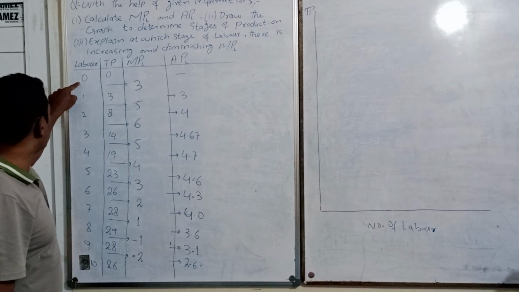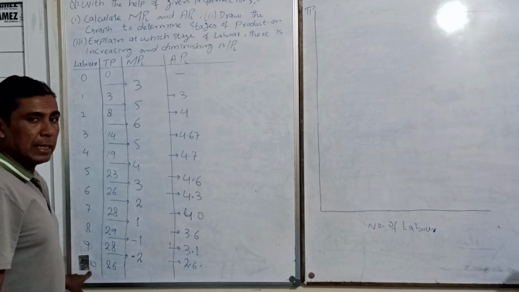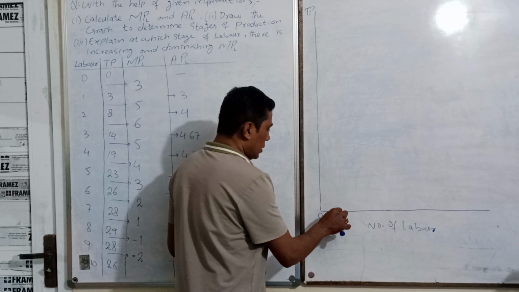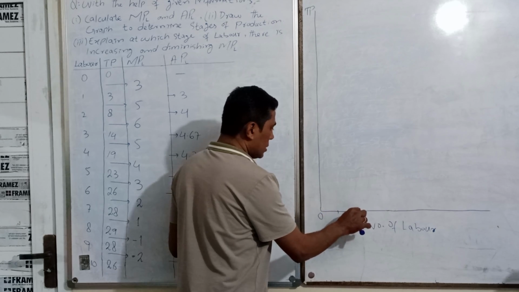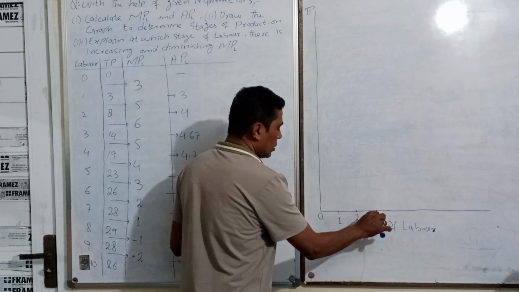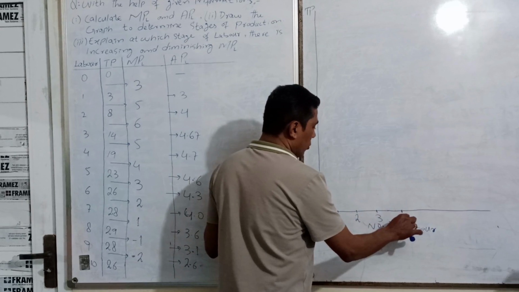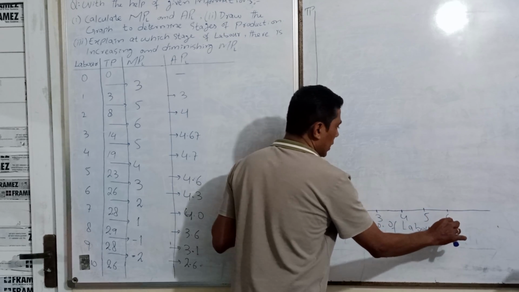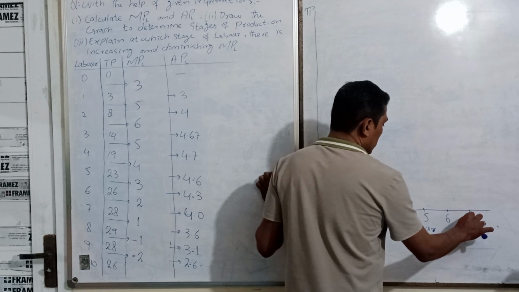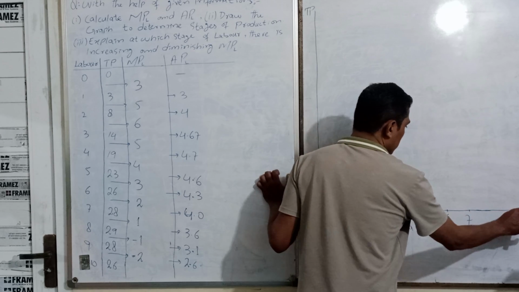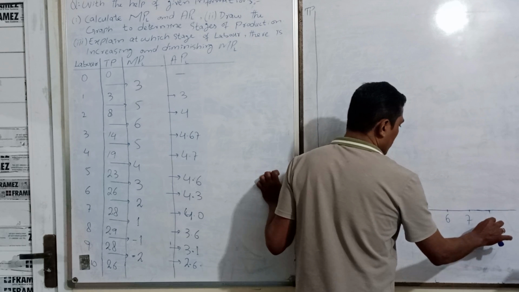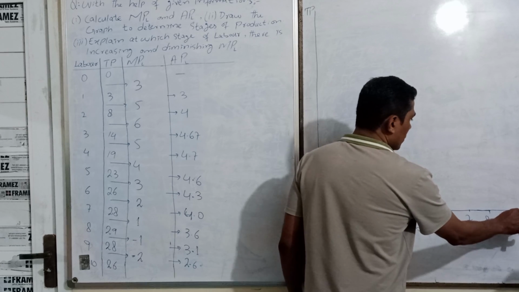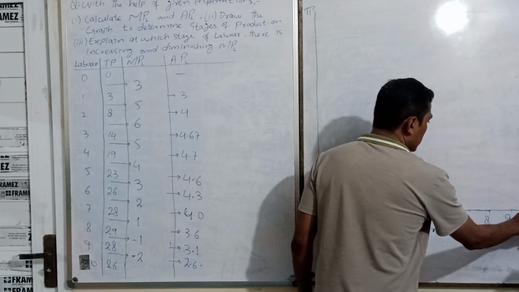Look at these values. Number of labor starts from 0 and ends at 10. So just mark here 0. This is your 1. This is your 2. This is your 3. This is your 4, 5, 6, 7, 8, 9, and the last one is 10.